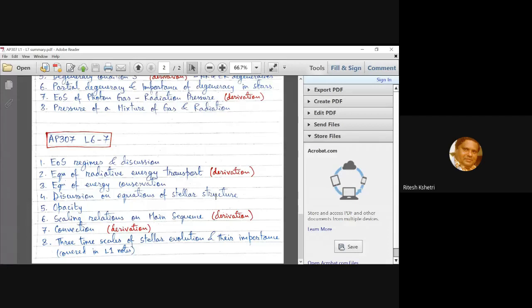After that, we talked about convection. So we talked about convection as well, along with radiation, and we derived the Schwarzschild stability criterion. And then there was a very brief discussion on the three timescales of stellar evolution and their importance. Okay, so this is what we have done up to our seventh lecture. Okay, now you can ask me if you have any questions.